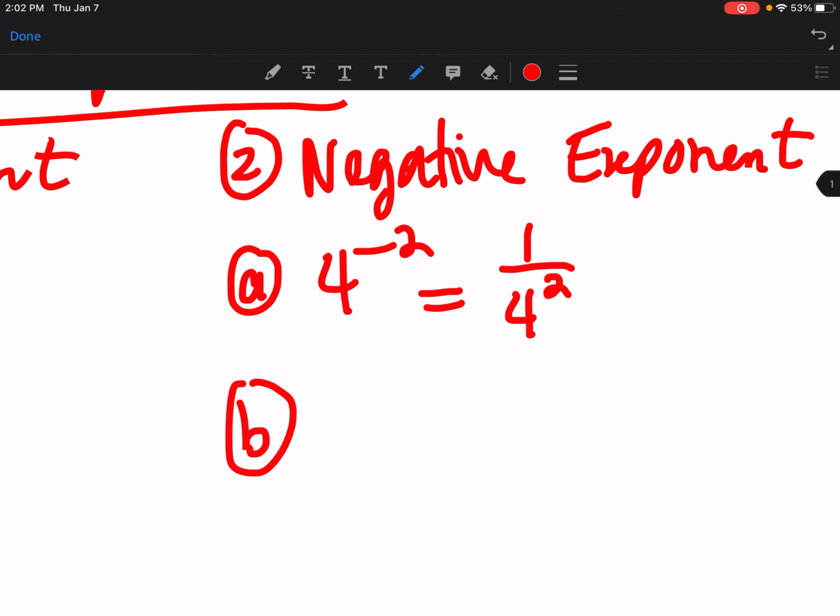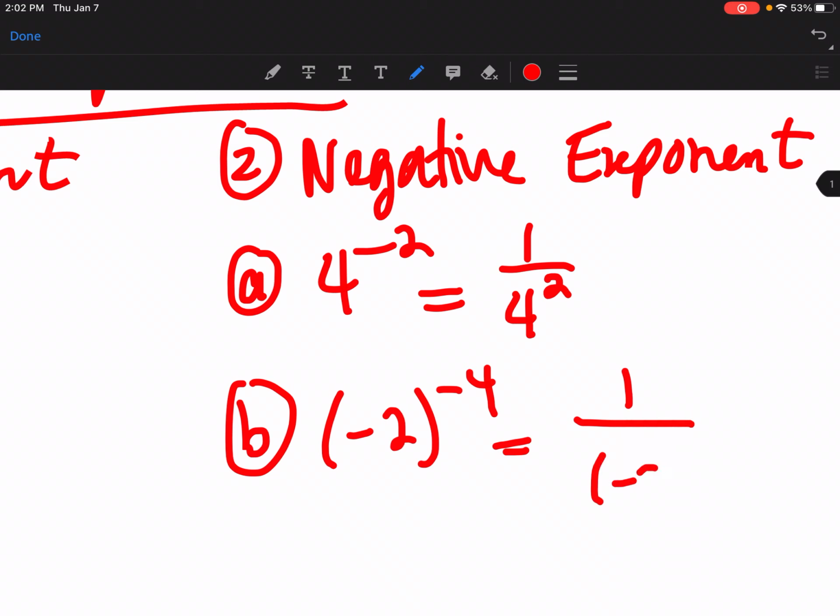Or if I have -2 to the -4 power, I'm going to need to do the same thing. This is going to be 1 over -2, and I'm going to put that in parentheses, then to the 4th power. My -4 exponent will become a positive when I write it as a fraction.